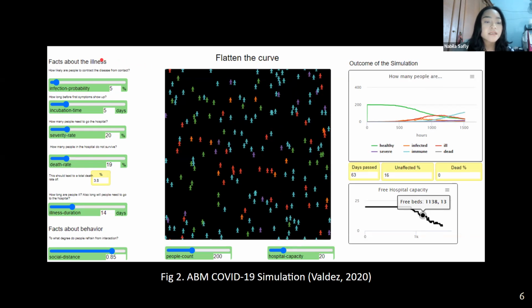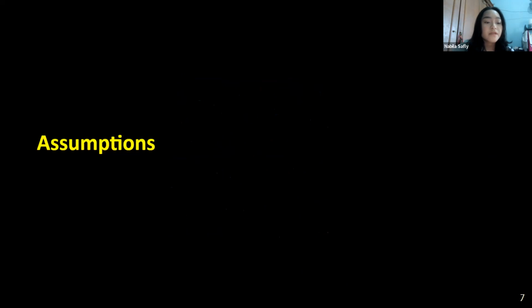Some characteristics that will be set in the simulation are morbidity, including probability of infection, incubation time, severity, mortality rate, and length of illness. Also, there are levels of physical distancing, number of agents in an area, and hospital capacity. Agents represent people in an area and are divided into 6 conditions, including healthy, infected, ill, severe, immune, and dead. In this model, some assumptions and scenarios will be applied.